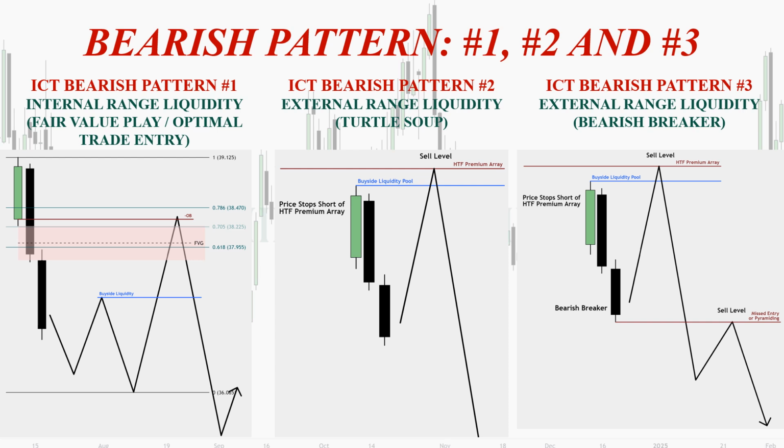As long as I get the higher time frame direction right, these patterns provide me the lowest risk rates with the highest probability of success.